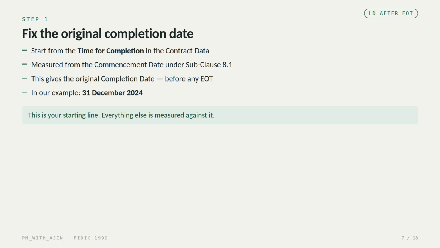Step 1. Fix the original completion date. You start from the time for completion stated in the contract data, measured from the commencement date under subclause 8.1. That gives you the original completion date before any extension. In our example, that's the 31st of December 2024. This is your starting line, and everything else is measured against it.